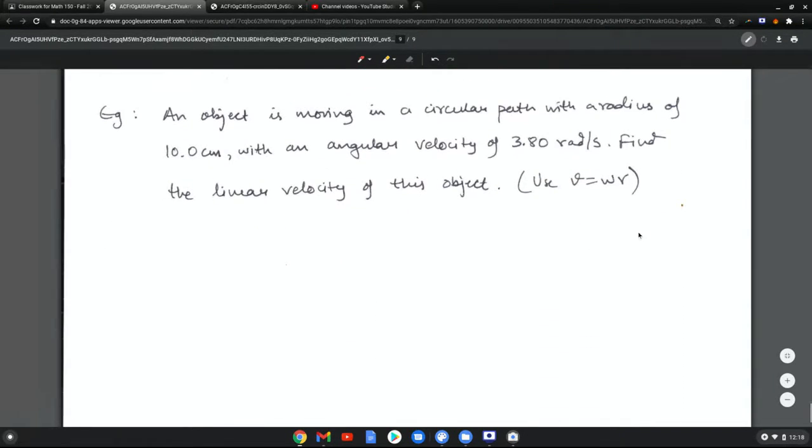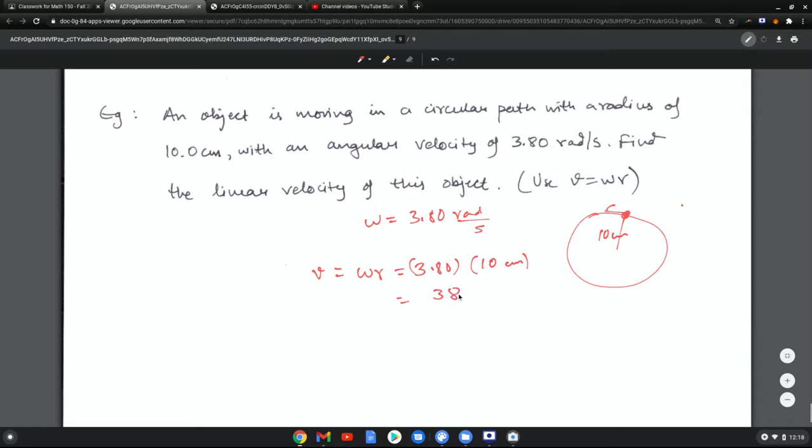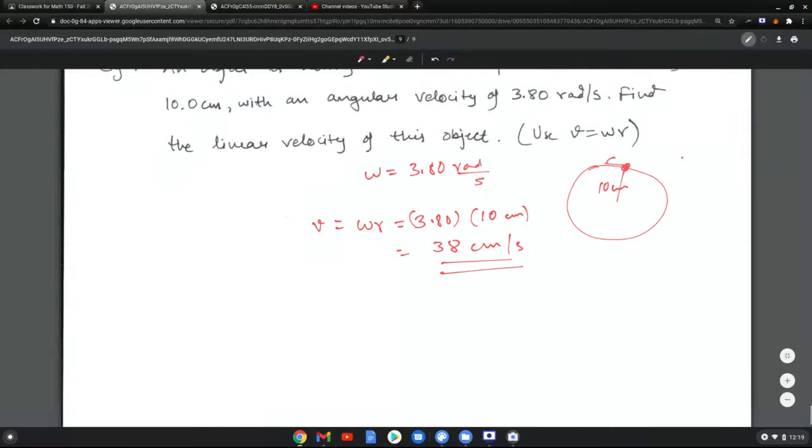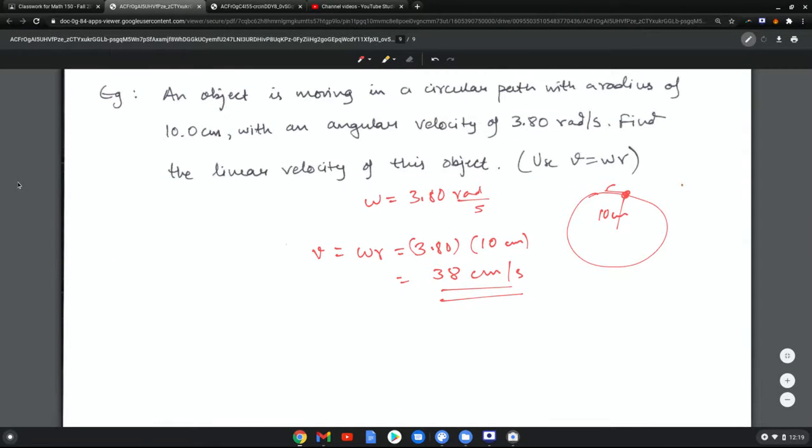An object is moving in a circular path, so you have something that's moving. Radius is 10 centimeters. Angular velocity is 3.80 radians per second. We know v is omega r, so it's 3.80 times the 10 centimeters, which is 38 centimeters per second. A radian is dimensionless, so this just directly becomes the velocity of the object. So really simple applications, which all arise from the natural definition of radian measure. That's it for this week.